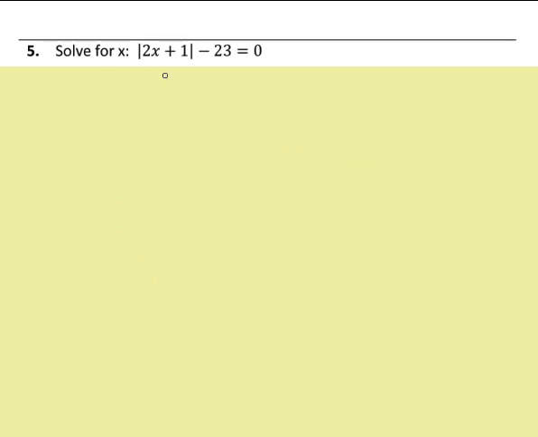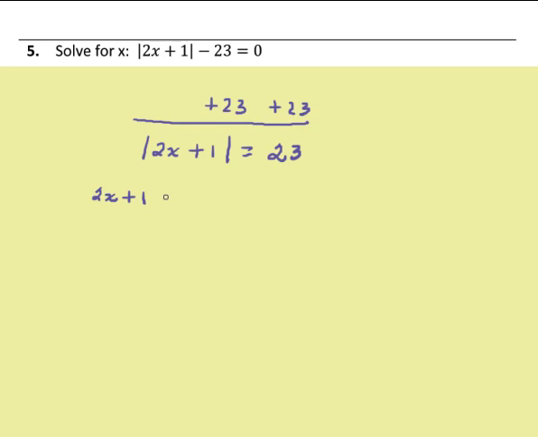In number 5, we want to first get this equation in terms of solve for the absolute value. So add 23 to both sides. So the absolute value will be isolated, and then we'll do the same thing that we did in the previous example. Okay, then we're going to reason it out the same way. If this in absolute value is equal to 23, then maybe 2x plus 1 is actually equal to 23. Or maybe 2x plus 1 is equal to -23.